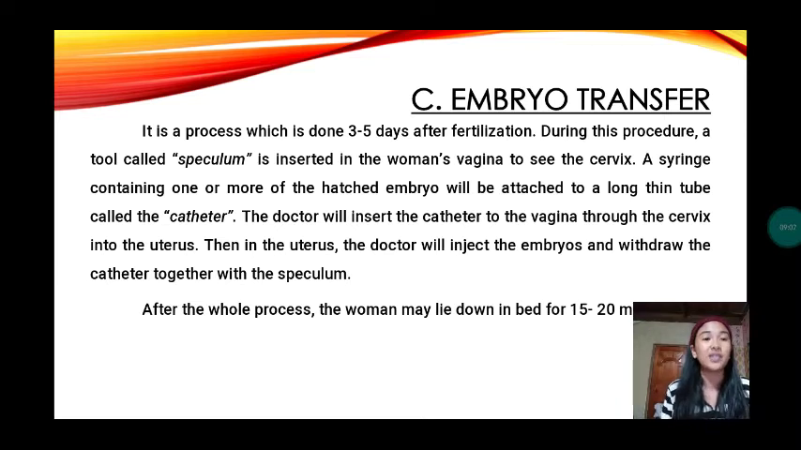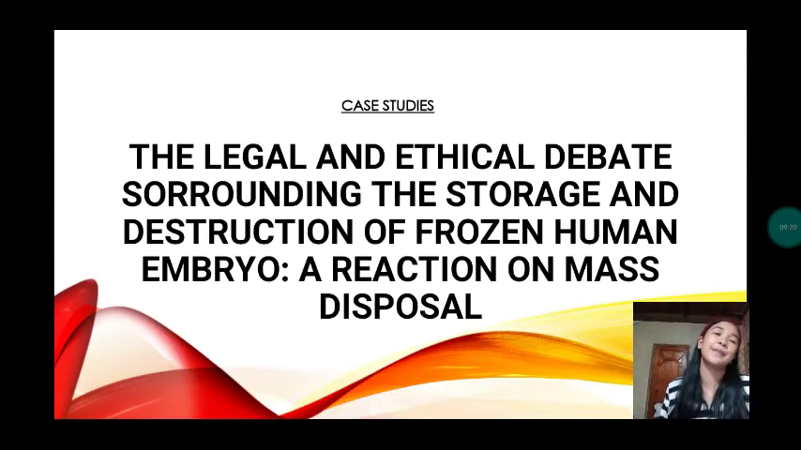In the uterus, the doctor will inject the embryos and withdraw the catheter together with the speculum. After the whole process, a woman may lie down in bed for 15 to 20 minutes to take some rest.